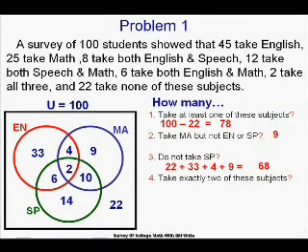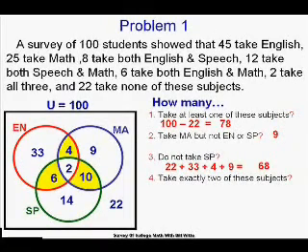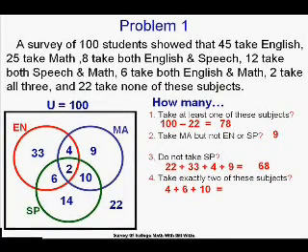How many take exactly 2 of the subjects? Exactly 2. Not 1, not 3, not none. These are the people that take exactly 2. There's 4 that take exactly math and English but not speech. There's 6 that take English and speech but not math. And there's 10 that take math and speech but not English. And of course I have to forget the 2 because they take all 3. So I'll add those 3 up, and I can answer the question.